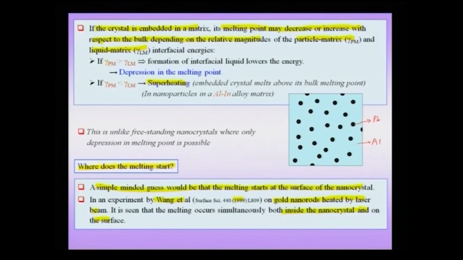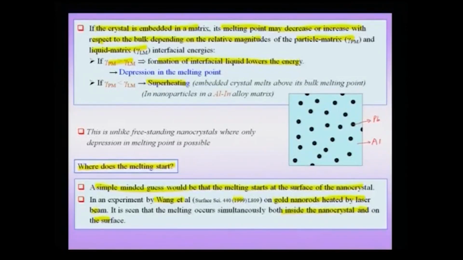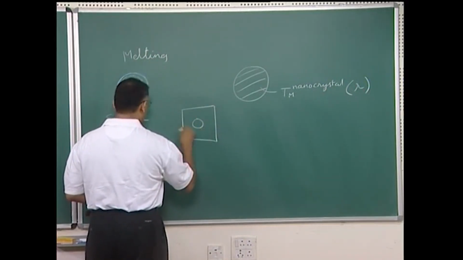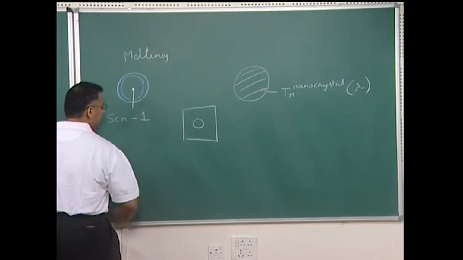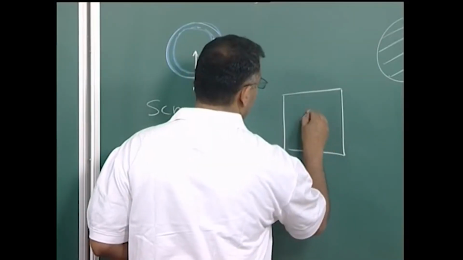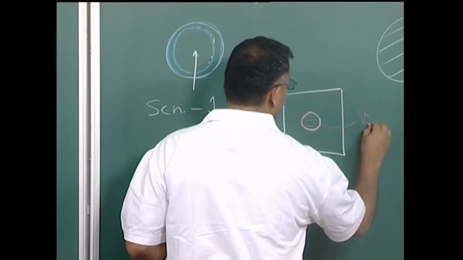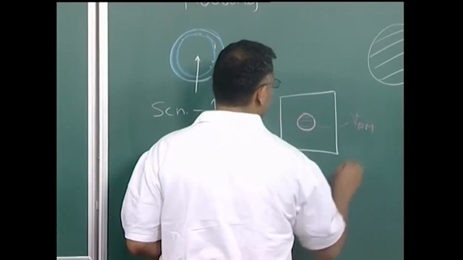Now, if gamma particle-matrix is greater than gamma liquid-matrix, in other words, the gamma liquid-matrix is the lower of the two interfacial energies, then formation of the interfacial liquid lowers the energy, it is obvious. Therefore, suppose originally there was an unmolten state, in which case I had this particle in a matrix, and now the relevant interfacial energy is for the solid with the liquid, which is gamma solid or particle-matrix.